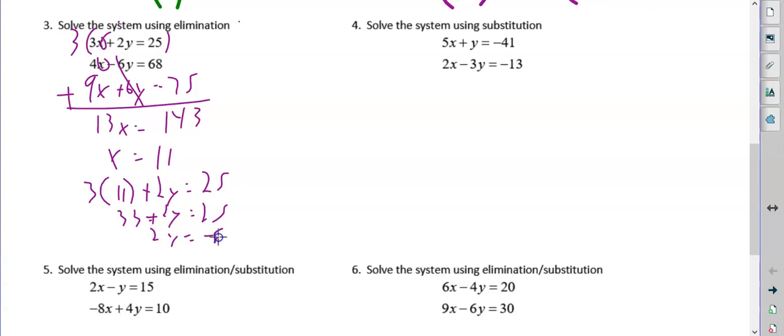2y equals negative 8. Y equals negative 4. So that is the point 11 comma negative 4. That has been solved by elimination.